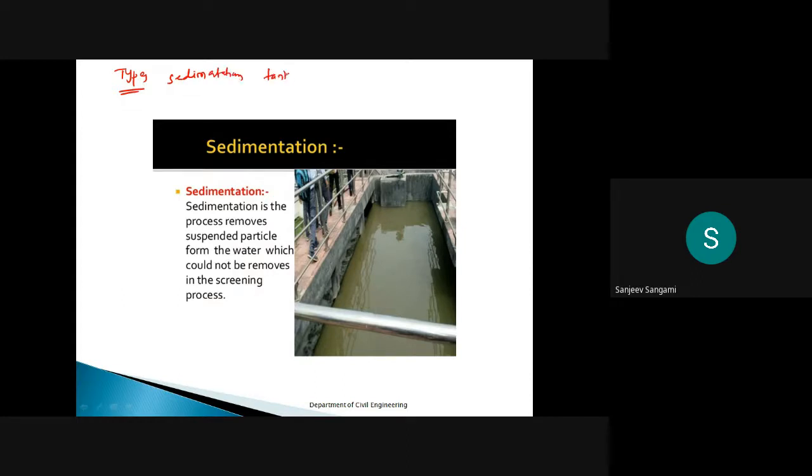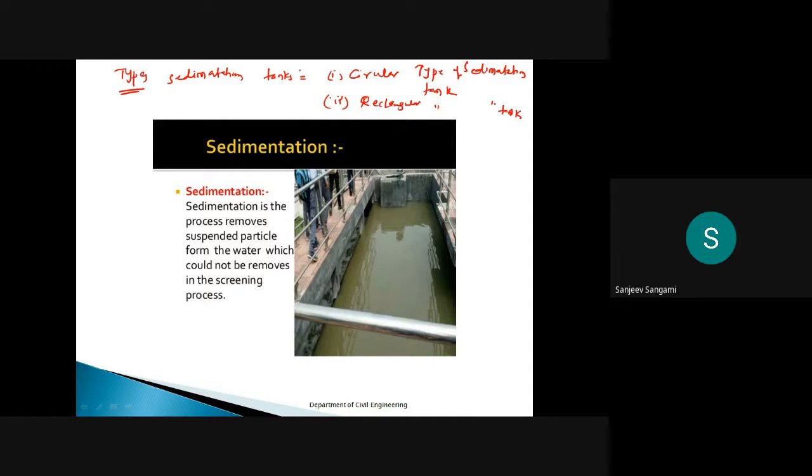Sedimentation tanks. There are different classifications, but when you start with the basic things, the first one is the circular type of sedimentation tank. The second one is the rectangular type of sedimentation tank. Normally these are the two classifications.